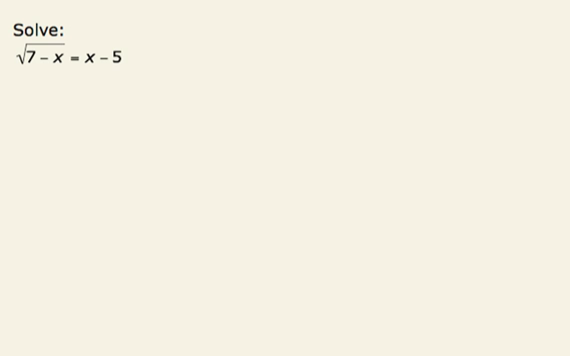When we solve an equation involving radicals, the first thing we want to do is to isolate a radical and then raise both sides to the appropriate power. Well, in this problem, we already have a radical isolated, so what I'm going to do is square both sides. So we have the radical 7 minus x, that's all under the radical, squared equals x minus 5 squared.